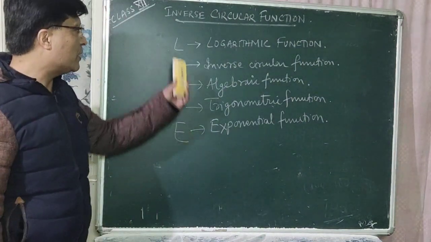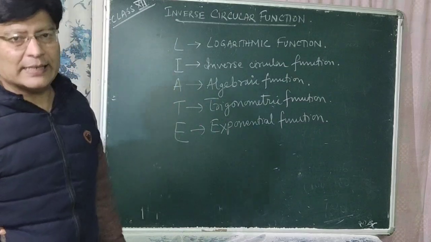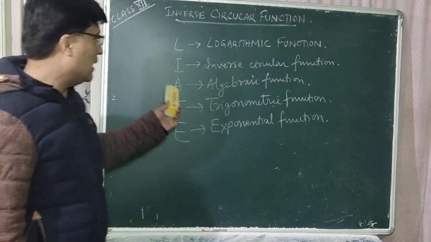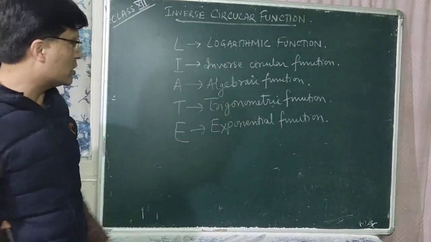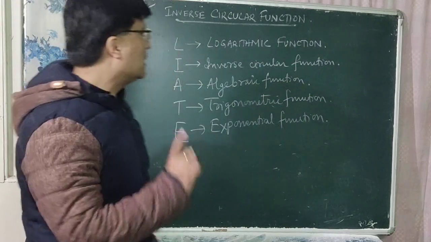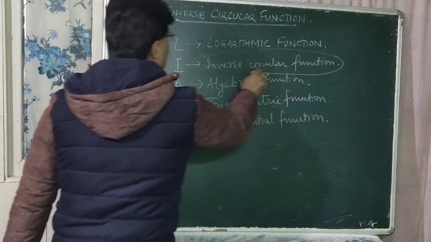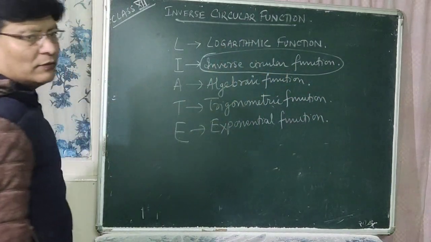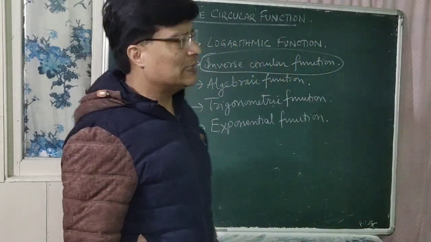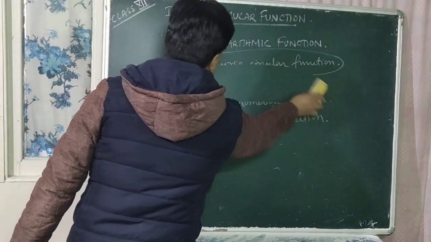So there are 5 types of functions, and you have to remember this word LIATE. L-I-A-T-E. L is logarithmic function, I is inverse circular function, A is algebraic function, T is trigonometric function, and E is exponential function. Now today we shall discuss this function only, that is inverse circular function. So let us discuss it.